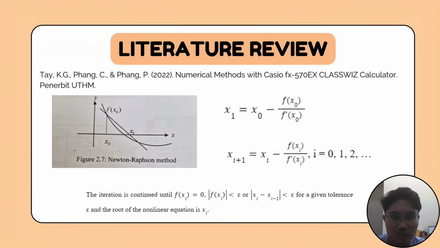The reference that I use is the Numerical Method with Casio fx-570EX book from Penomenon. I get this graph. The Newton-Raphson method can be generated into two formulas that I show in this slide. The stopping criteria for the Newton-Raphson method are f(x) equal to 0, f(x) smaller than epsilon, and the difference between successive values of x smaller than epsilon. The value of epsilon is 0.0005.